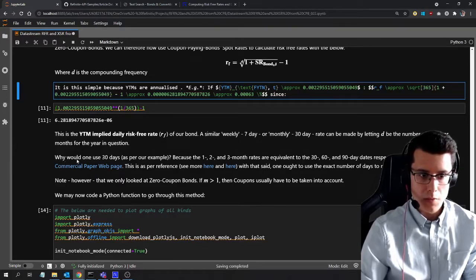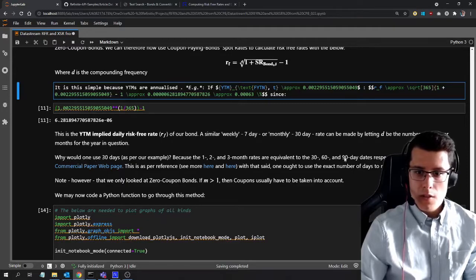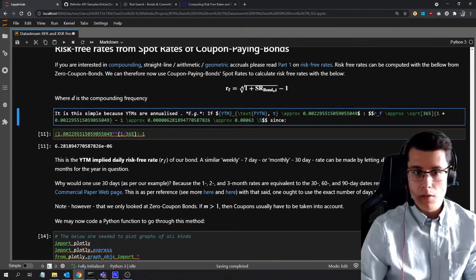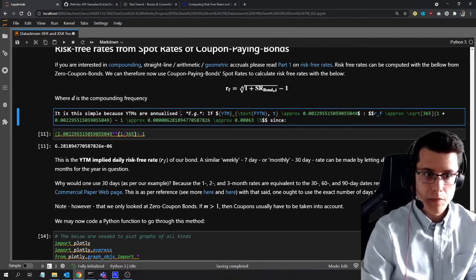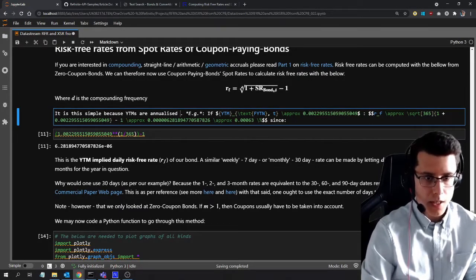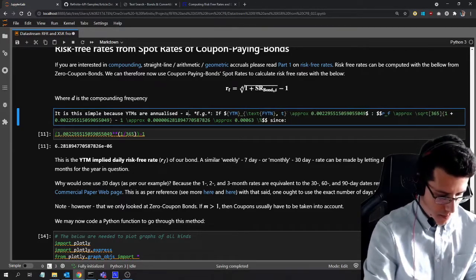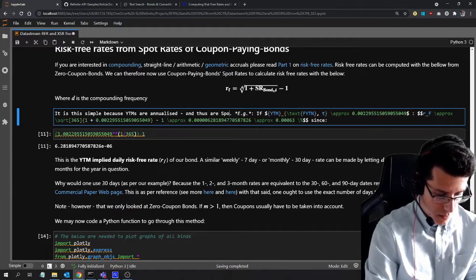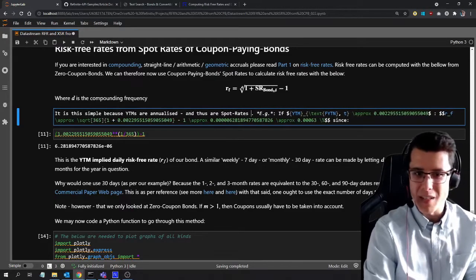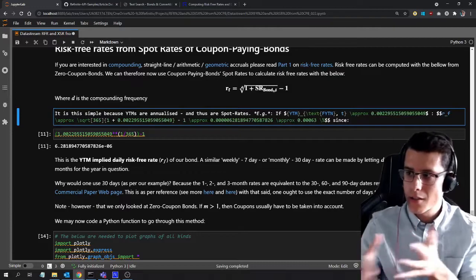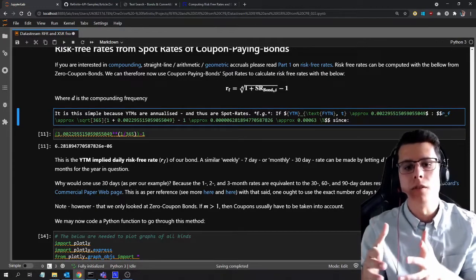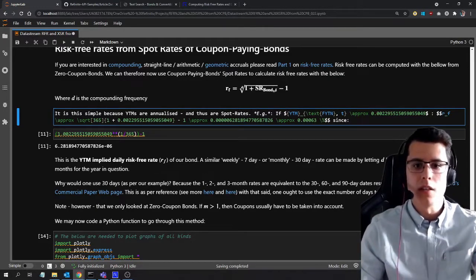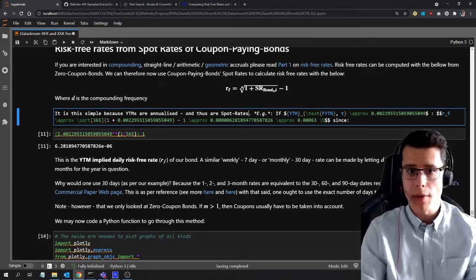That's all right. That's obvious. We can use 30-day, and so on, as said by this. Okay, cool. It's simple because the ultimate maturities are annualized, and thus are spot rates, kind of by definition, because we've computed spot rates by extrapolating from these yield to maturities in this long-winded way that we've done with bootstrapping.